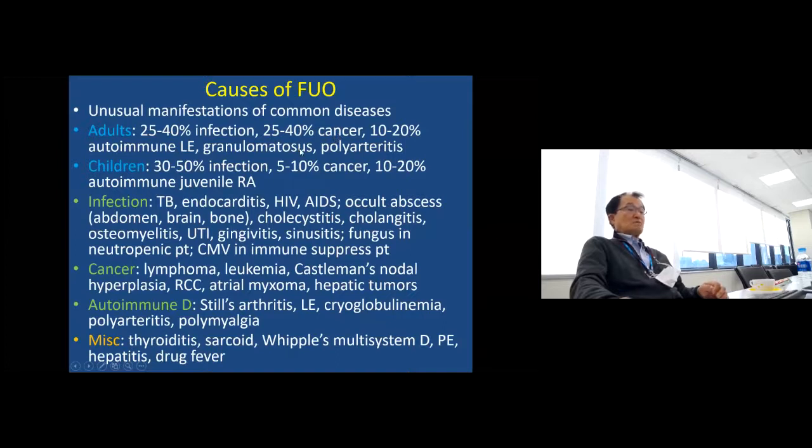But the other is autoimmune disease. A lot of unknown autoimmune disease, polyarthritis, granulomatous disease. In children, the majority are still bacterial or viral infection. A small percentage are cancer and autoimmune disease. So for infection, still worldwide, TB is most common. In adults, endocarditis, in certain parts of Africa and other countries, HIV/AIDS, and certain hidden abscess, particularly abdominal liver abscess, brain abscess, and cholecystitis is also common.